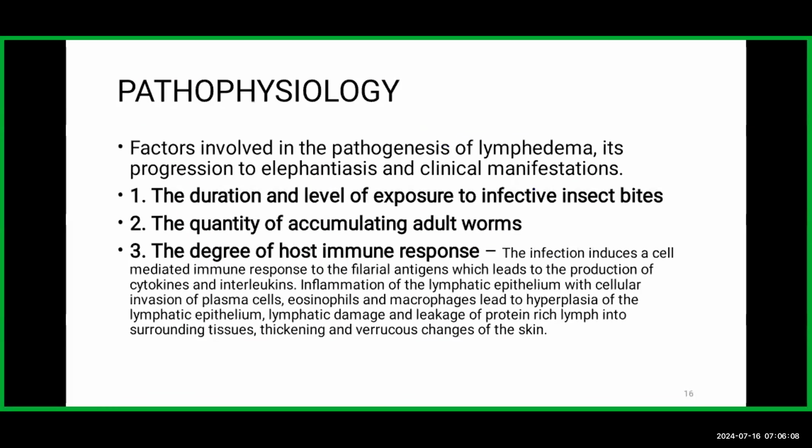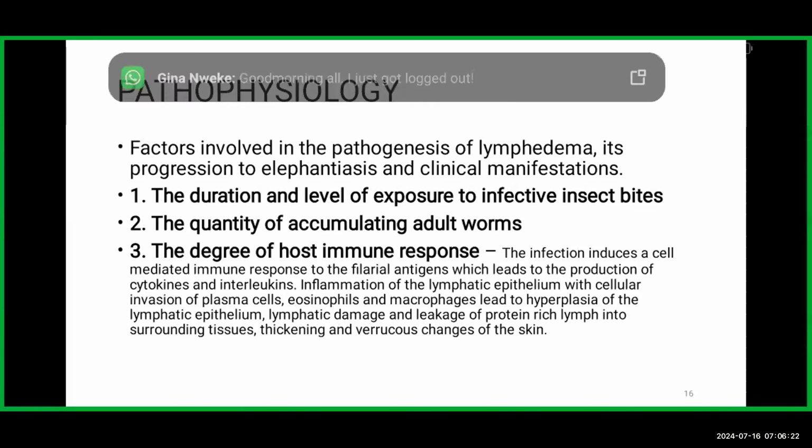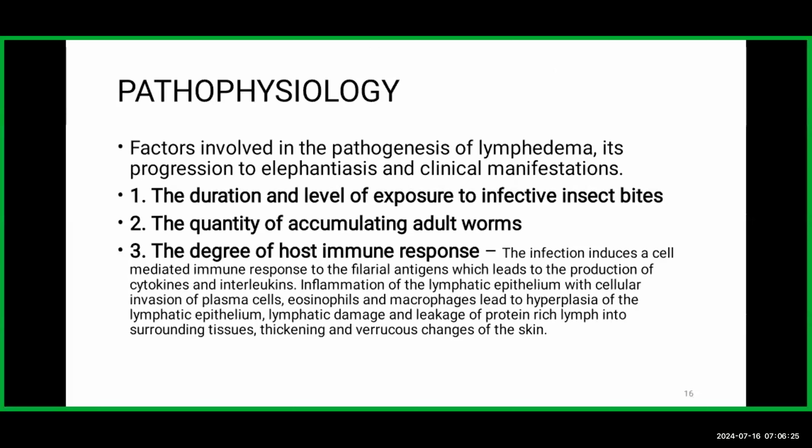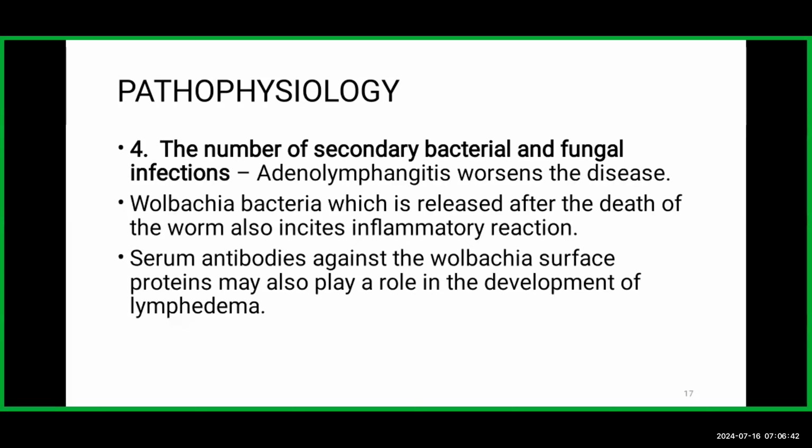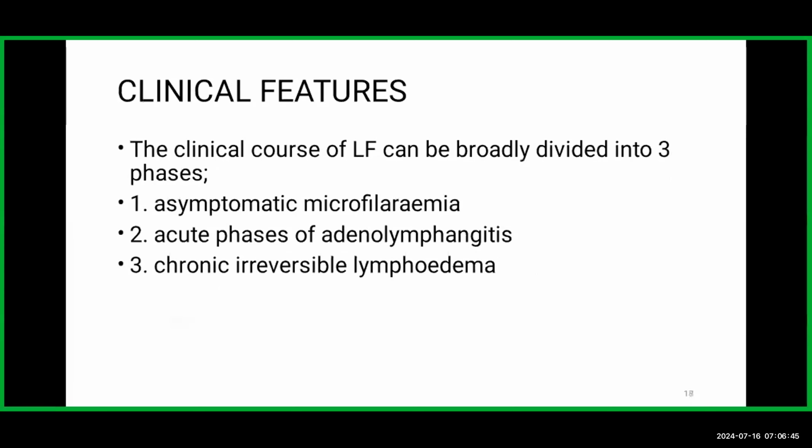So for the pathophysiology, factors involved in the pathogenesis include the duration and level of exposure to infective mosquito bites. The more bites an individual has, the more likely the person will develop the disease. Then the quantity of accumulating adult worms also determines the level of affectation of the patient, and also the degree of host immune response. Those with a very competent immune system that mounts more immune response will have more symptoms. And then the number of secondary bacterial and fungal infections also determines the presentation.